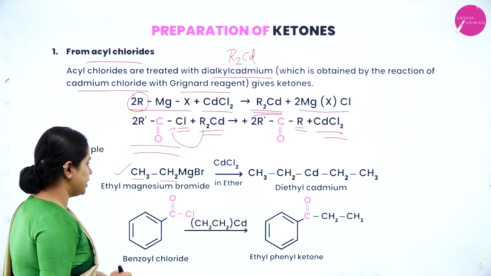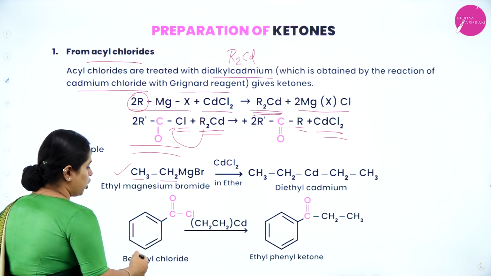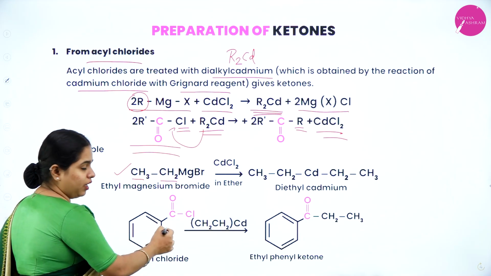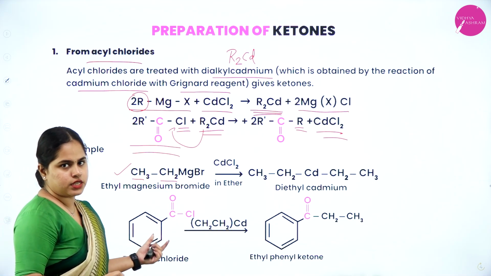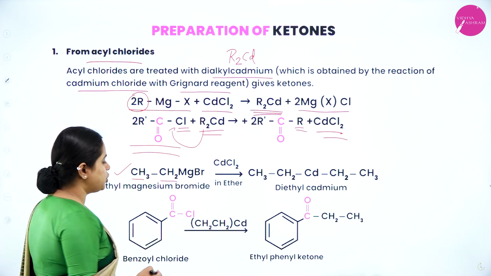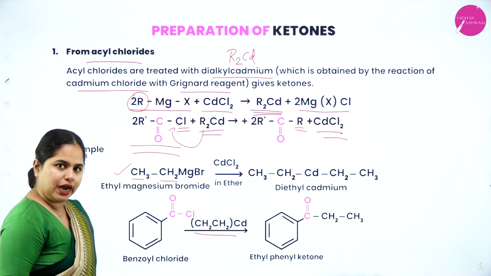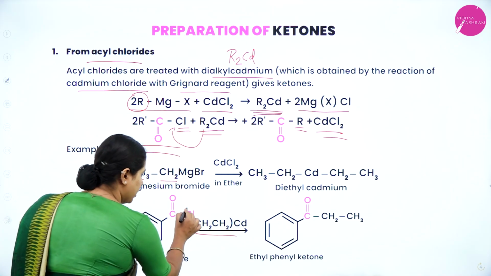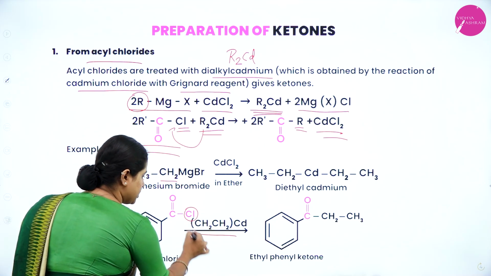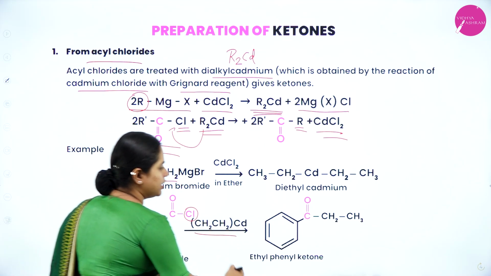Now let's take another example of benzoyl chloride, that is benzene group you have, on which you have COCl. This is benzoyl chloride, right? To which again we are using ethyl cadmium, okay? That is dialkyl cadmium you are using. What is going to happen? This Cl is going to be replaced by your alkyl group, which is CH2CH3.